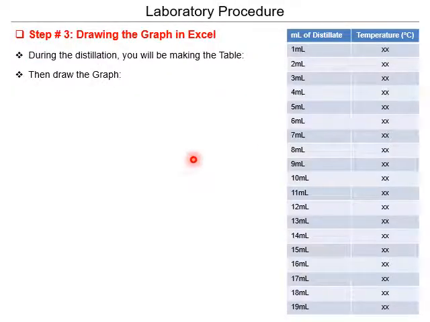However, you're not going to do the experiments because of the online course, but you need to know this. After doing the experiment, you need to draw the graph of milliliters of distillate versus temperature. You need to collect your distillate. For each 1 milliliter you collect in a graduated cylinder, you need to record the temperature, and finally you are supposed to draw the graph of milliliters of distillate versus temperature.